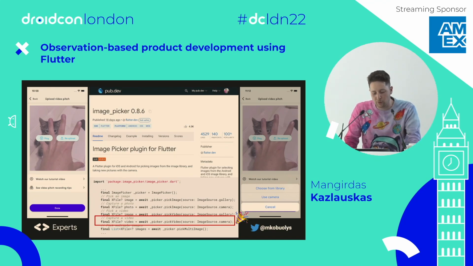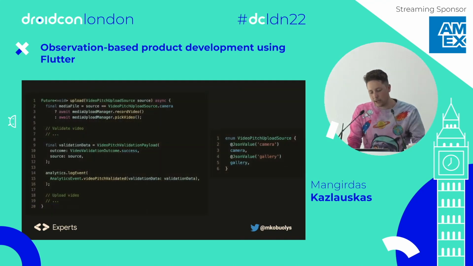So on the right, you can see what we did. When the user taps on the button to upload something, we provided two options: whether you want to upload something from the gallery or you want to record it. And this is the implementation. As I mentioned, we provide those two options. Of course, after that, we send an analytics event to check what option was chosen by the user.